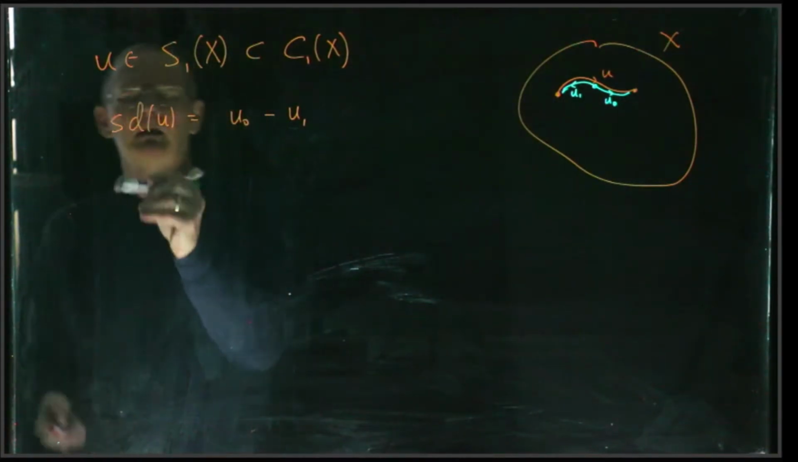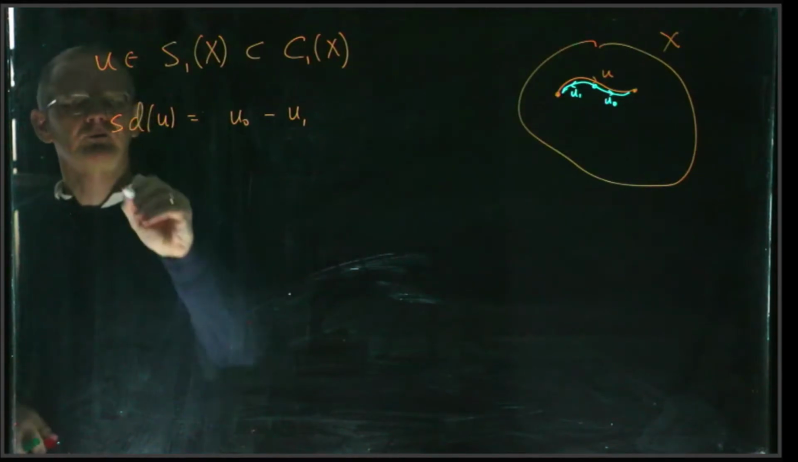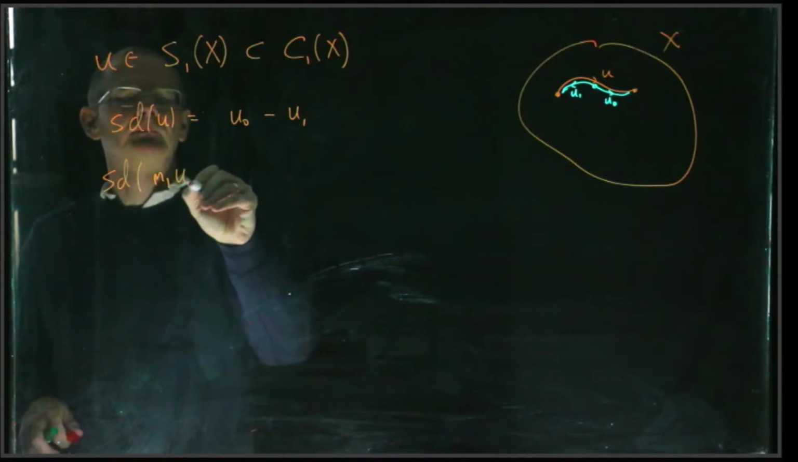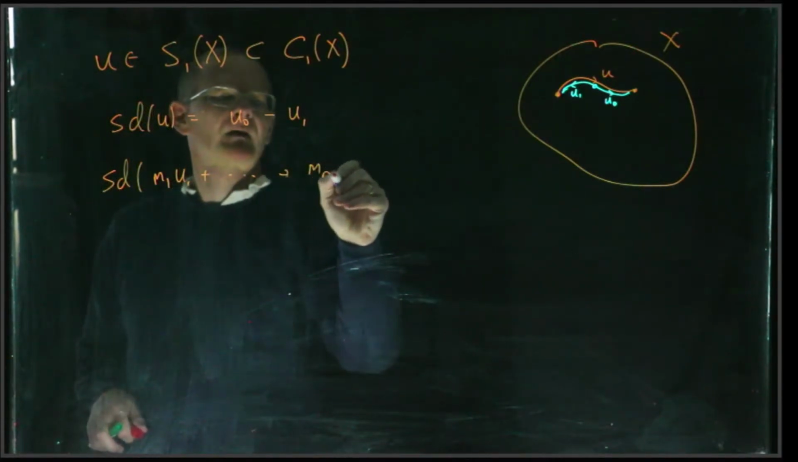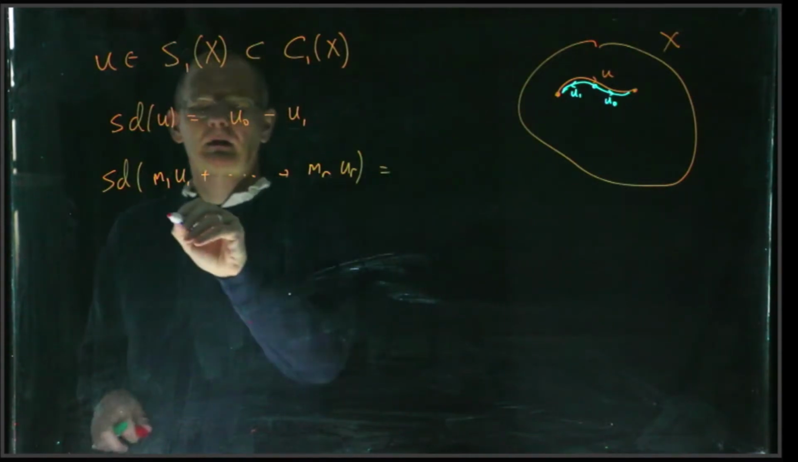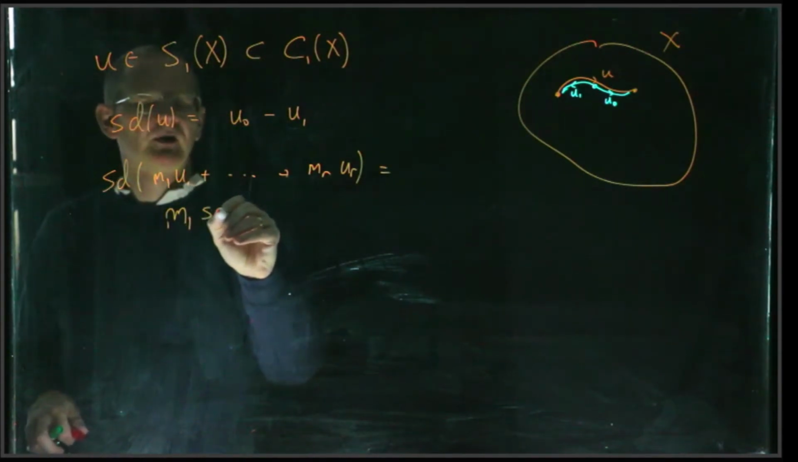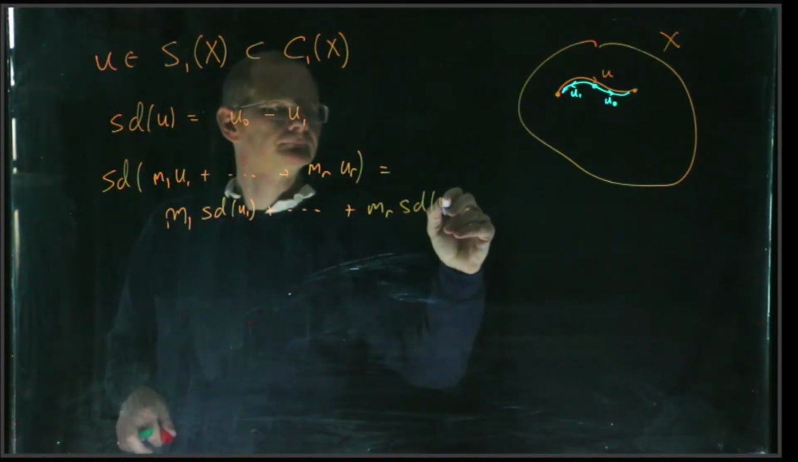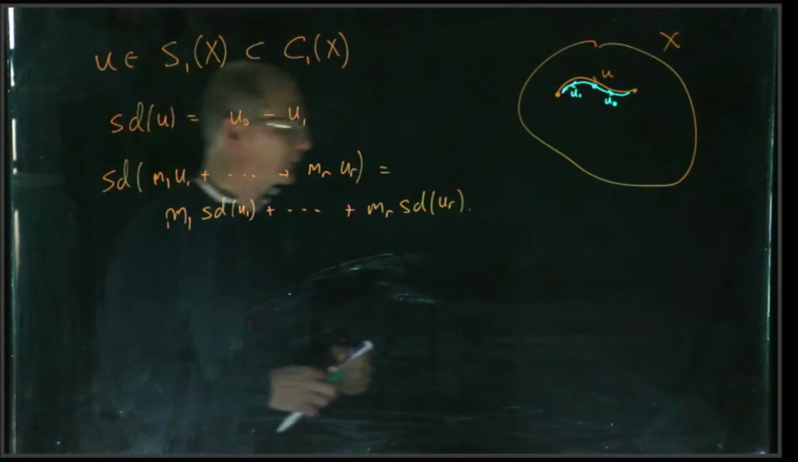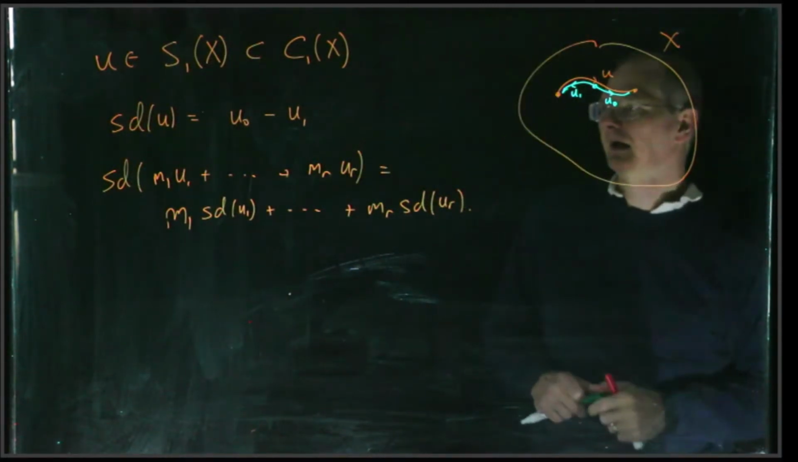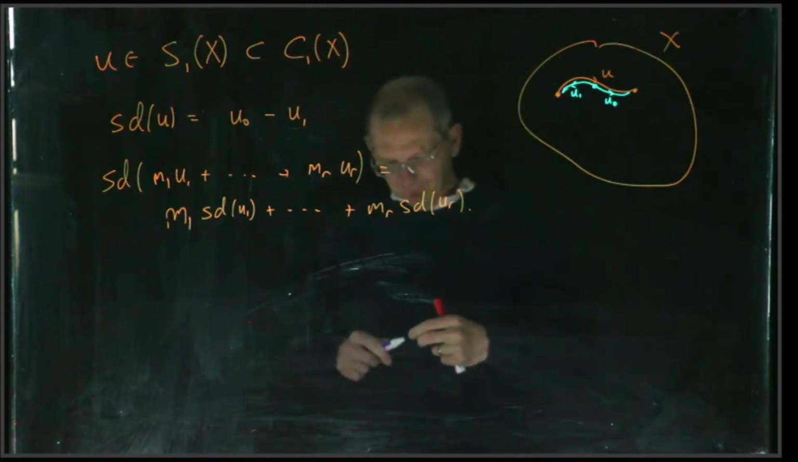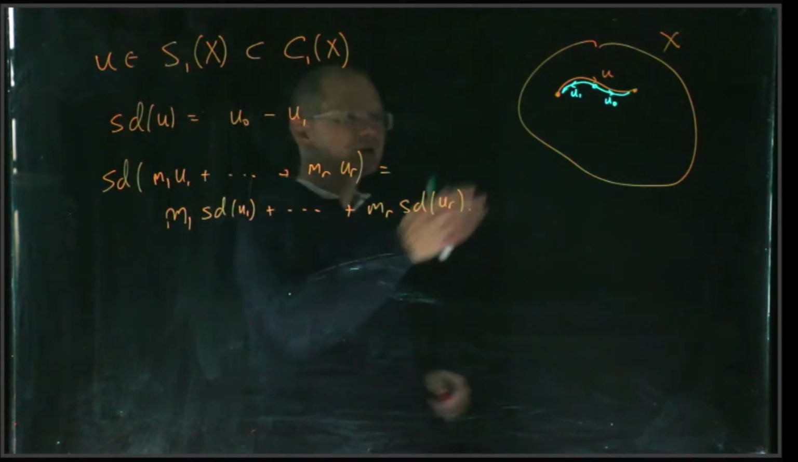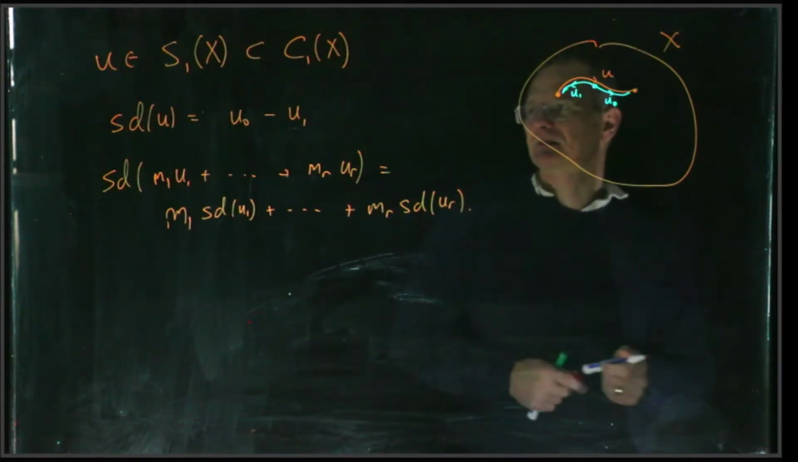If we extend this linearly, so if we've got some finite linear combination M1U1 and so on up to MRUR, we just do M1 times the subdivision of U1, up to MR times the subdivision of UR. So that's how we divide a one chain. We need to discuss how to divide up n chains where n is bigger. But before we do that, let's discuss a slightly different way to express this definition.